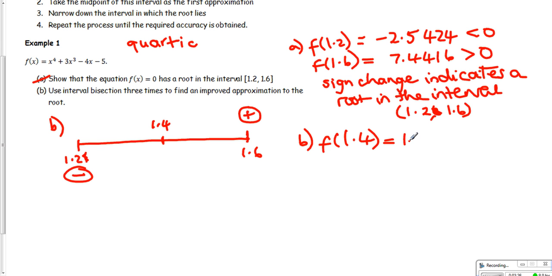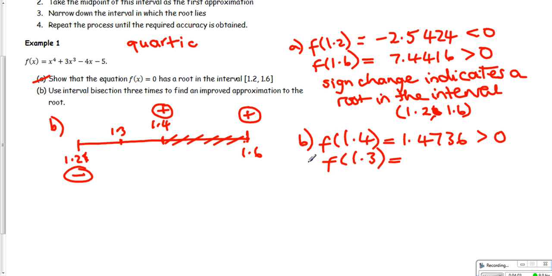Now if you work that out, you should have got 1.4736. It's positive. It's greater than 0. So that means that we've already crossed through the axis by the time we've got to this point, and it's already above. So that means that the root must have occurred somewhere between 1.2 and 1.4. So what we sometimes do is cross out the bit that we're not interested in anymore and just focus on the first part. Same thing again, we look at the midpoint, 1.3.